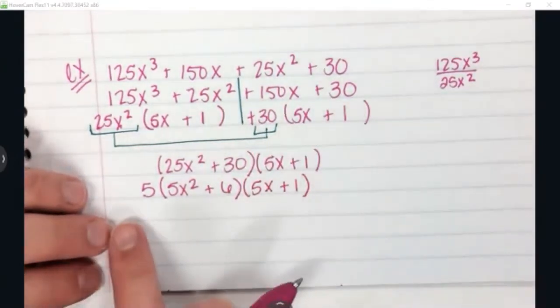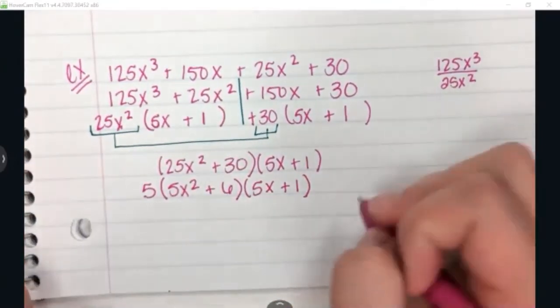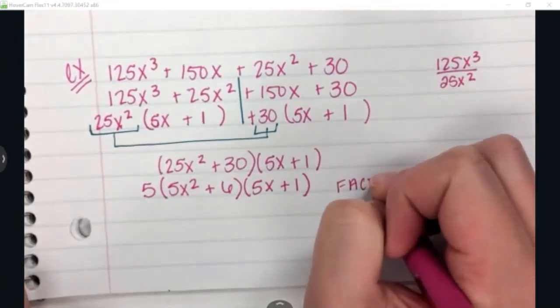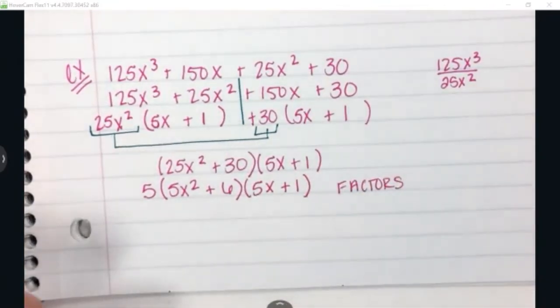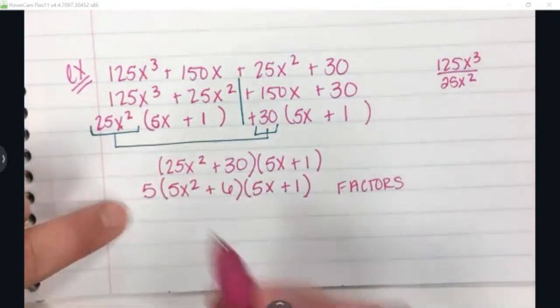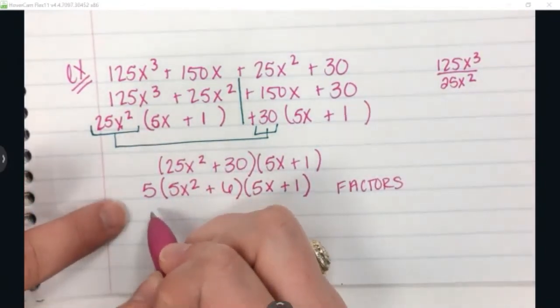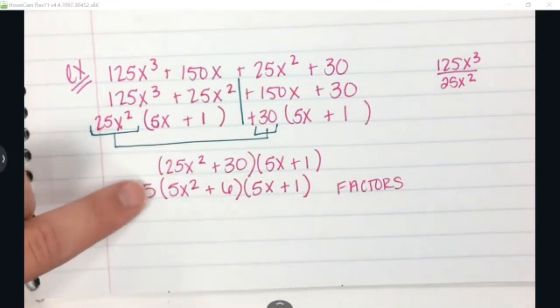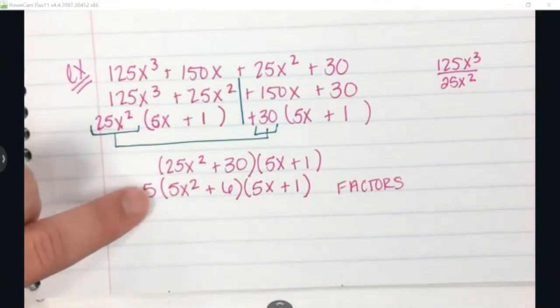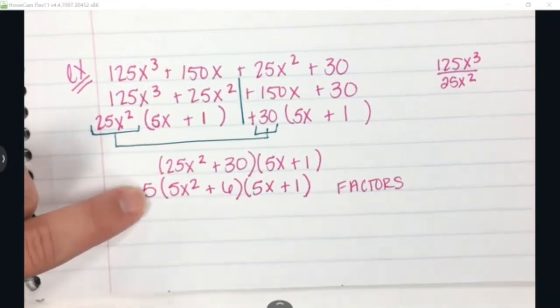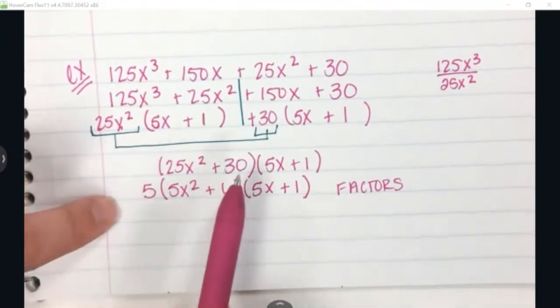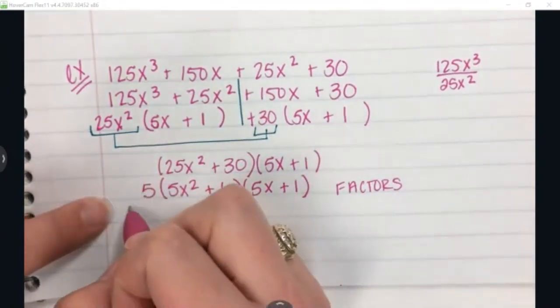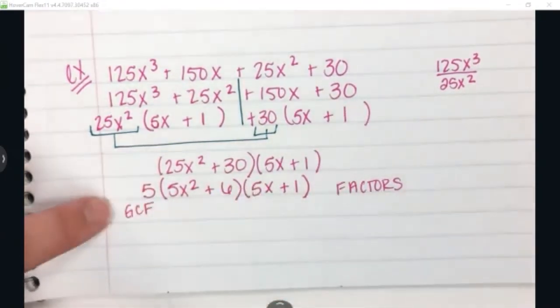These, when my parentheses touch, are called factors. You should know that. What is this 5 in the front called? What's this 5 right here? What is that called? It is a number, thank you, but it has a math term. It starts with a G. GCF, right? Isn't that the GCF? Isn't that what we took out? So this is the GCF.